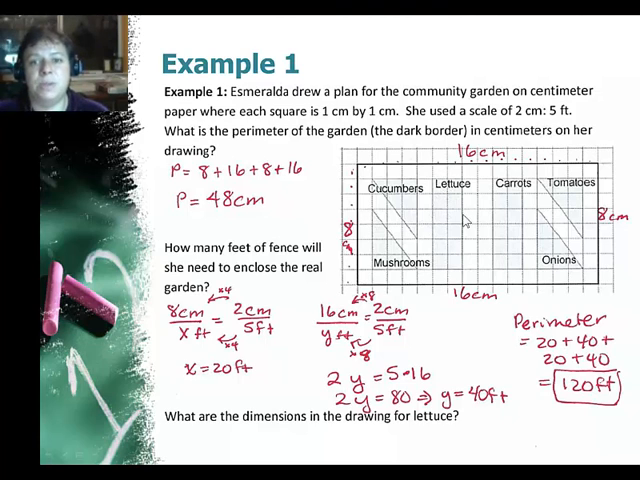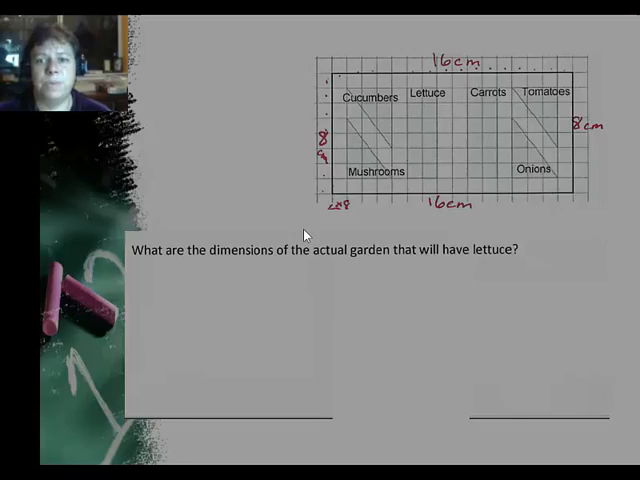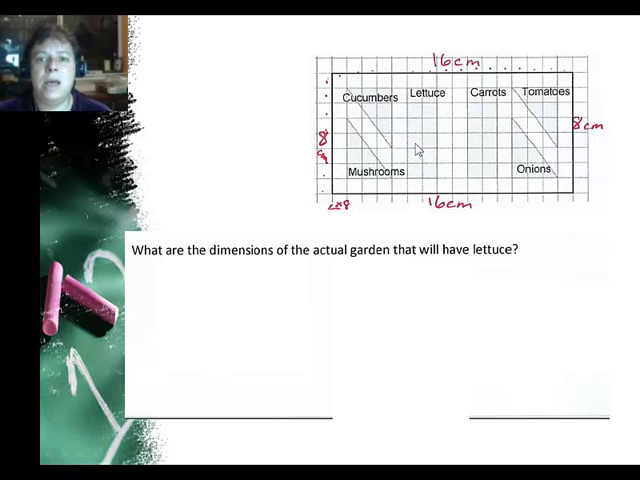And by that I mean the lettuce part of the garden. If you count here, there are 2 centimeters, and counting this way, it's 6 centimeters. So it's very simple. 2 centimeters by 6 centimeters. Then finally, we want to convert this to the actual dimensions in feet of how big the lettuce part of the garden will be. Well, it's still 2 centimeters, and I set up a proportion.